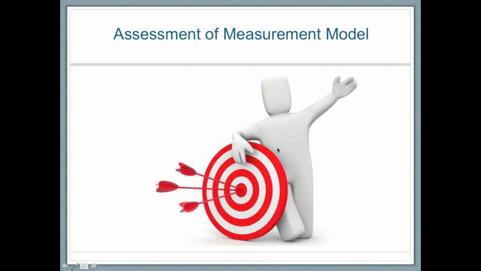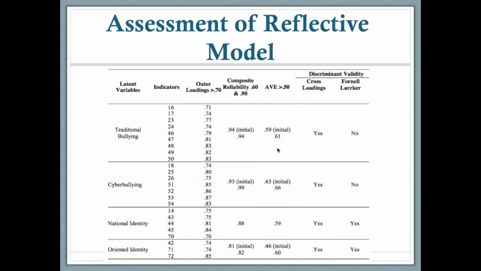And of course, first I assessed the measurement model like this. By removing the whole cyberbullying, traditional bullying, national identity, and oriented identity constructs from the whole model, I also assessed the reflective model of those constructs. And you can see the indicators. Those indicators are the items matching with each construct. Outer loadings were supposed to be larger than 0.70, and the lower ones were removed to make the model better.